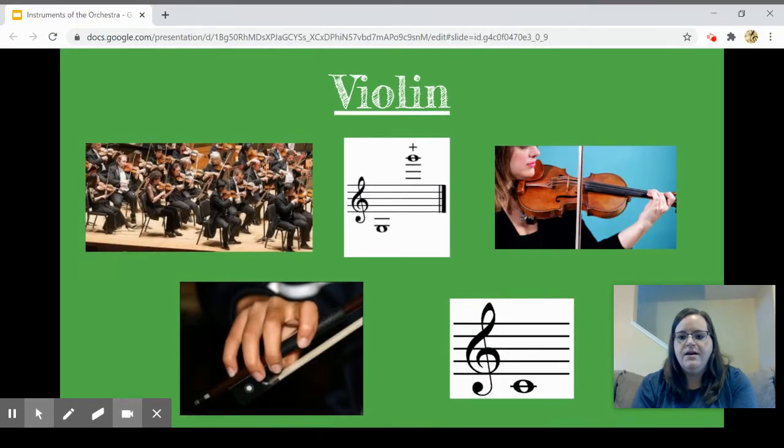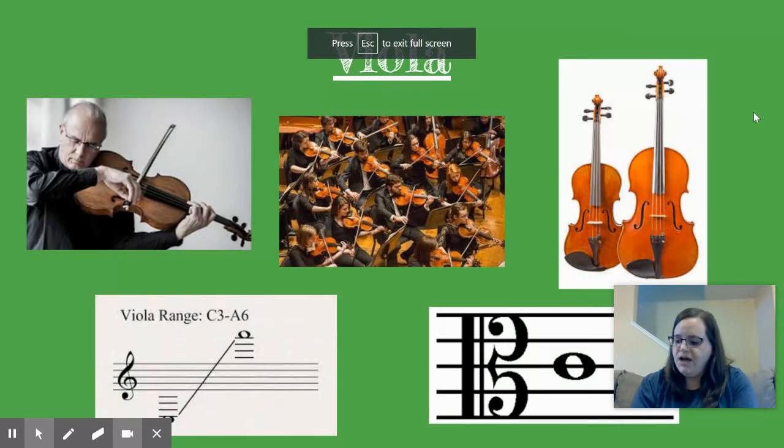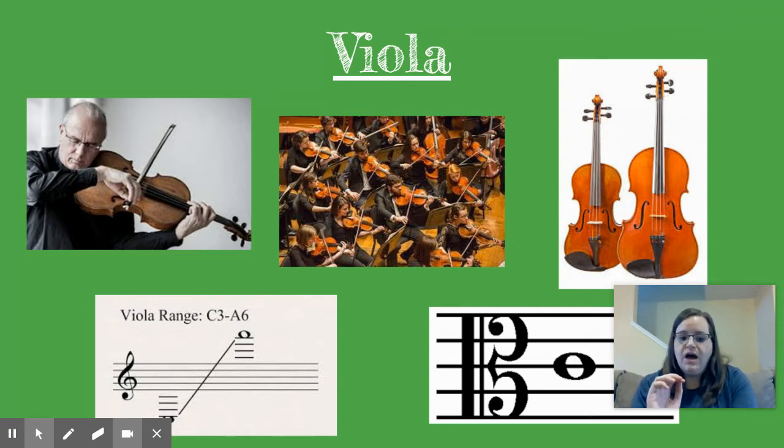All right, next we've got the viola. The viola and the violin are very, very similar, but the viola is bigger and it's a little bit lower. So the violin has one string higher and the viola has one string lower. They both have four strings.